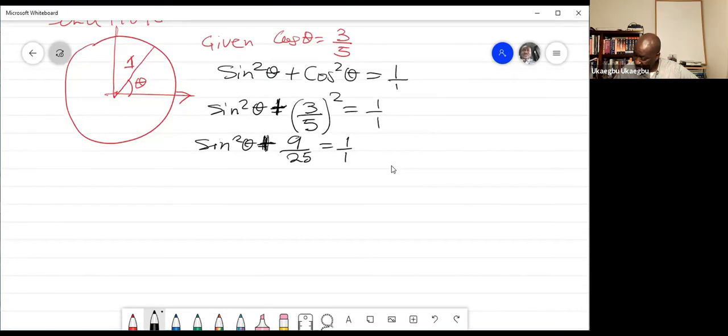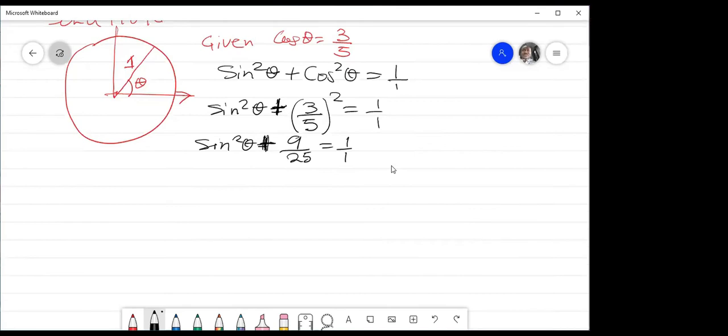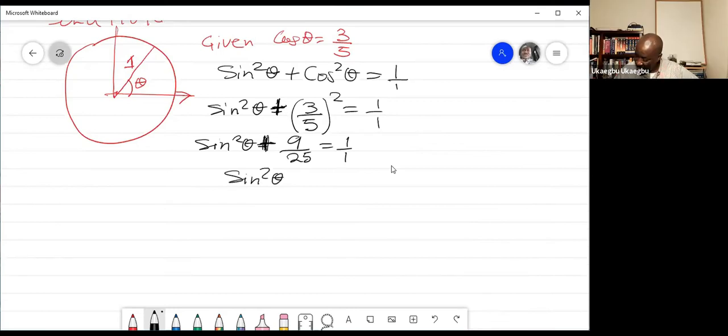Move 9/25 to the right side. And if you move it to the right side, it becomes negative. True or false? True. Okay, so you write sine squared theta is equal to 1/1 minus 9/25.